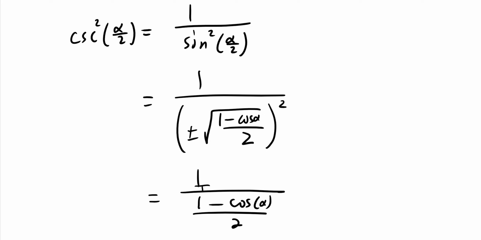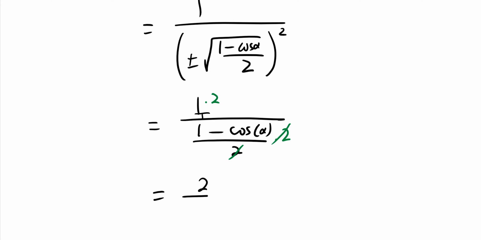This is over 1. If you multiply top and bottom by 2 like that, this cancels. So that gives me 2 over 1 minus cosine alpha. And that's what we were asked to prove. Let's look at another example.